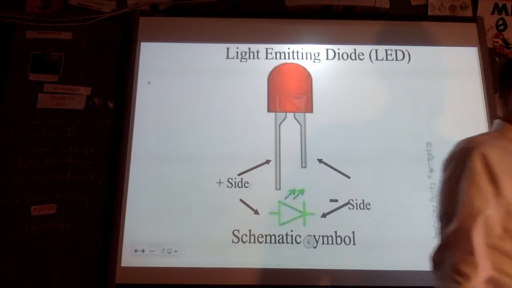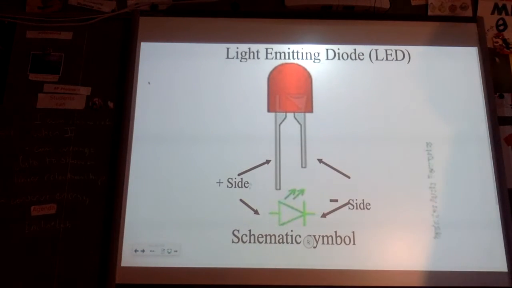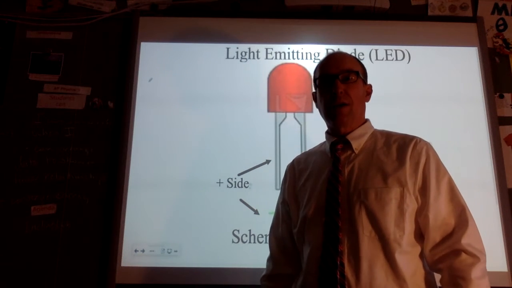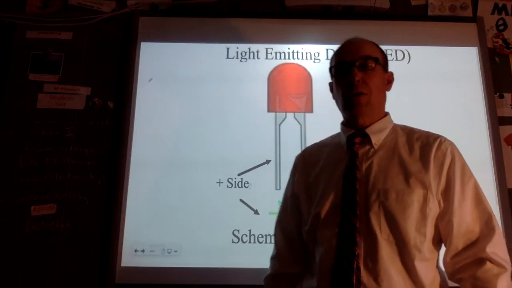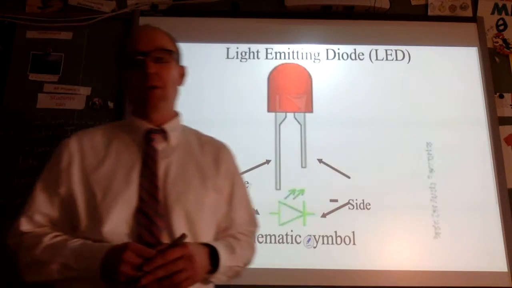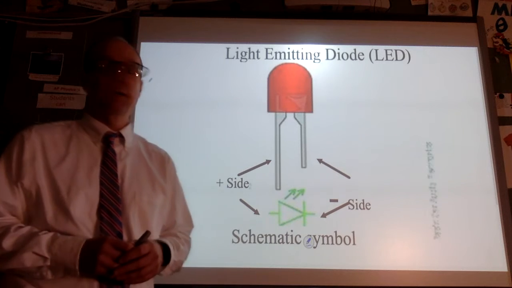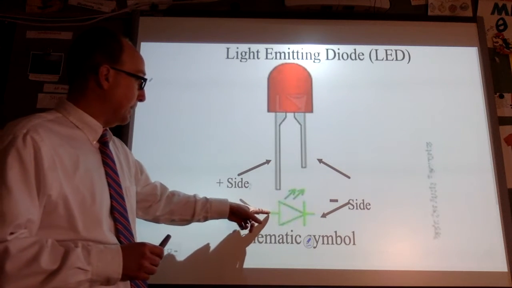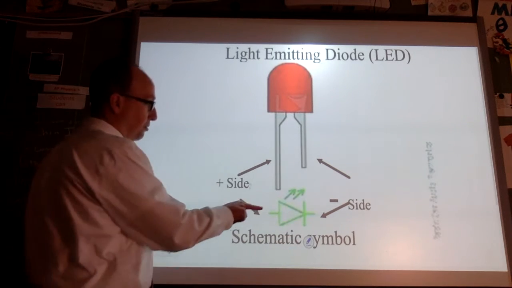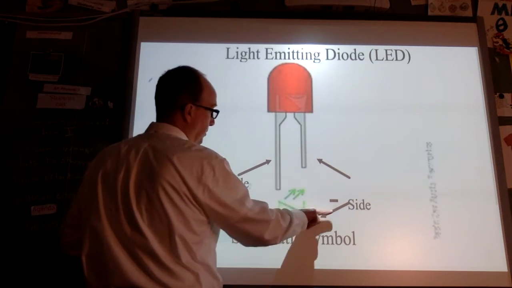The first thing is we're going to have light emitting diodes. These only allow current to go in one direction. They block it in the other direction. That's exactly what a diode is. The positive side is going to be this side, the negative side is going to be that way, so my current is allowed to go this way.